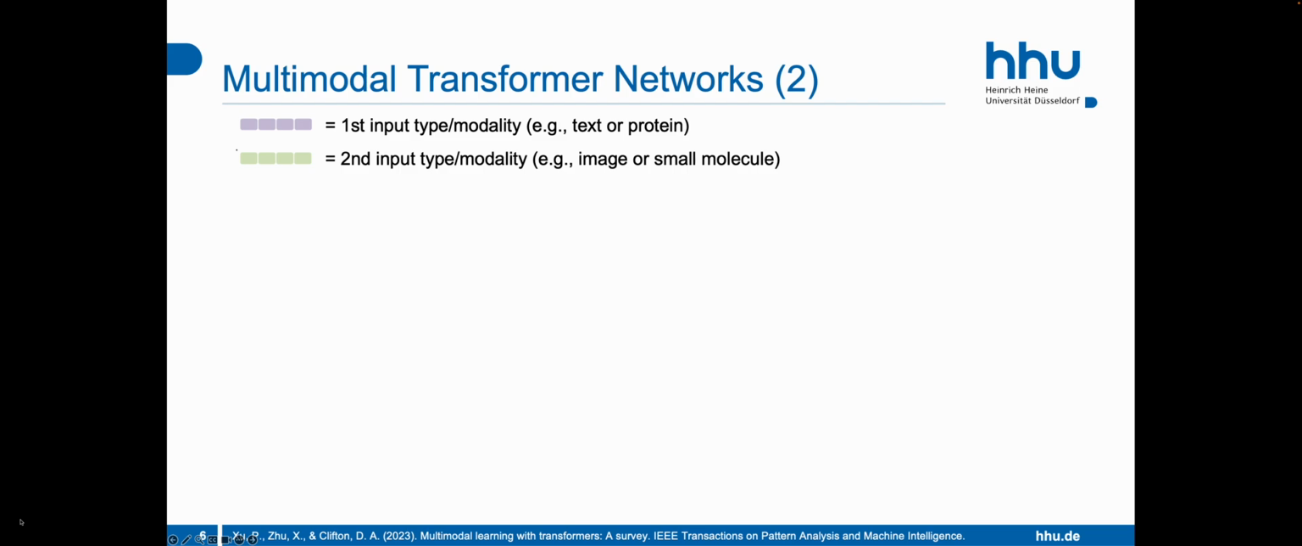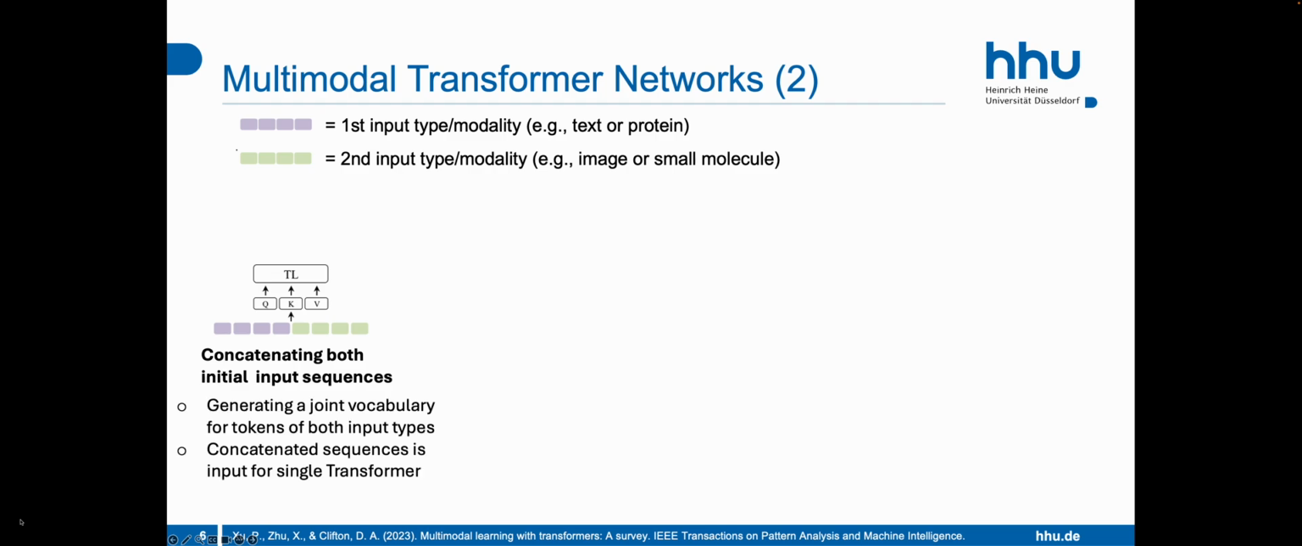In the following figures, the tokens of the 2 different modalities are represented by purple and green. As we have seen on the previous slide, those 2 modalities or input types could be, for example, image and text or protein and small molecule. One option of achieving such a model is simply concatenating both input sequences and using the resulting sequence as the input for a single transformer network.